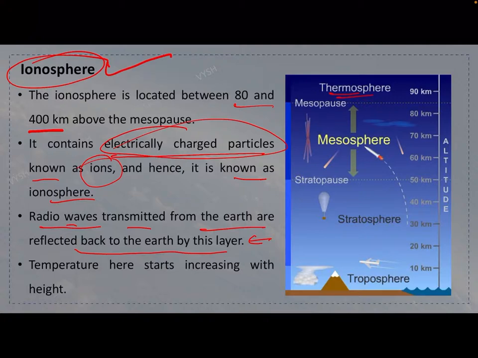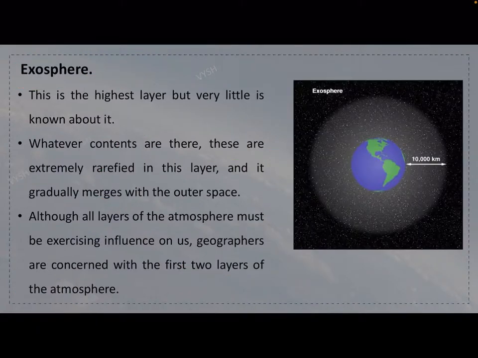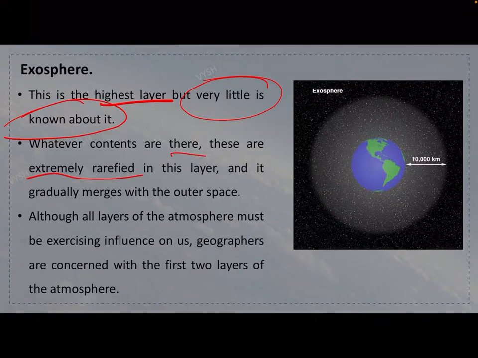Temperature here starts increasing with height. Till now we saw the temperature was decreasing, and from here onwards the temperature starts increasing. You will see this in the coming slides; I will explain it all together at the end. And the exosphere is the highest layer, but very little is known about it. Whatever contents are there are extremely rarefied in this layer, and it gradually merges with outer space.